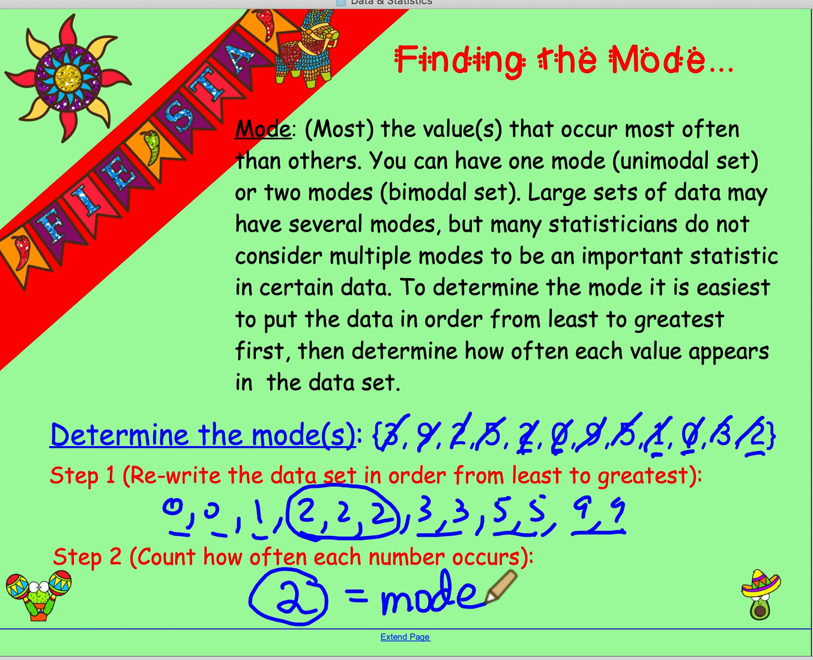Okay, if 2 had only appeared twice, then I would have to say 0, 2, 3, 5, and 9 were the modes. But at that point, my data really and truly wouldn't have a meaningful mode.